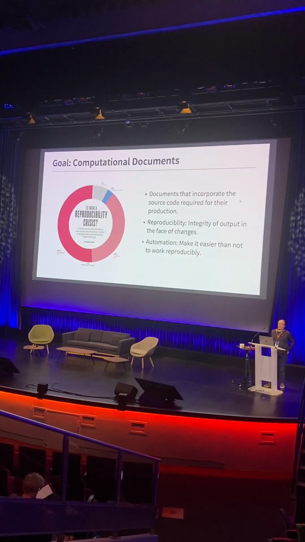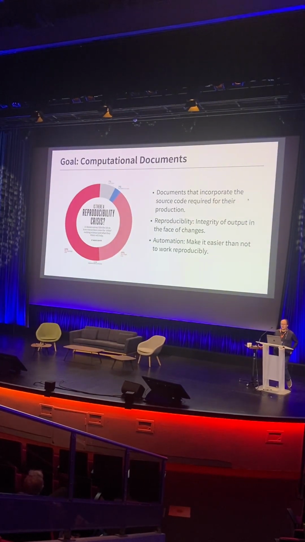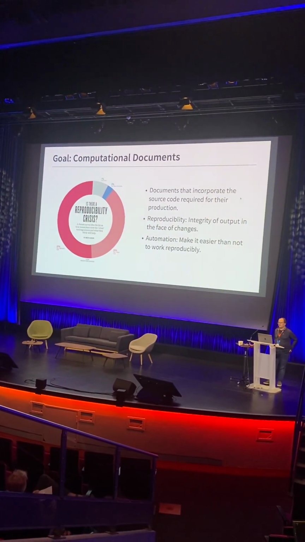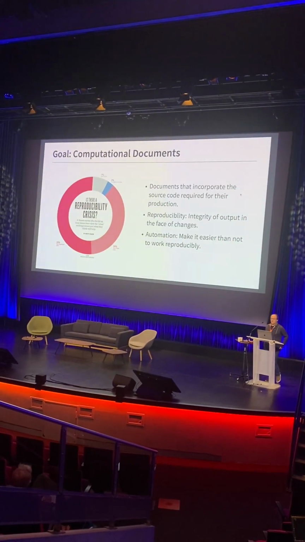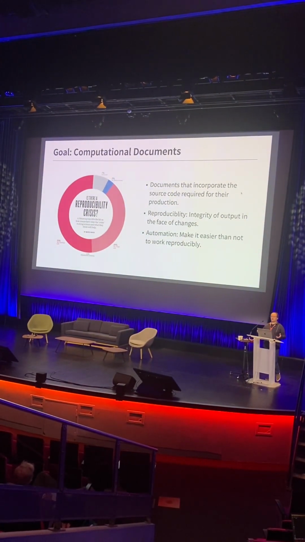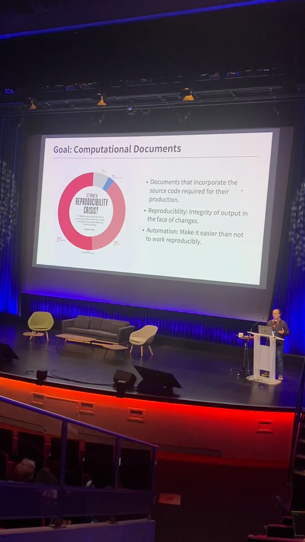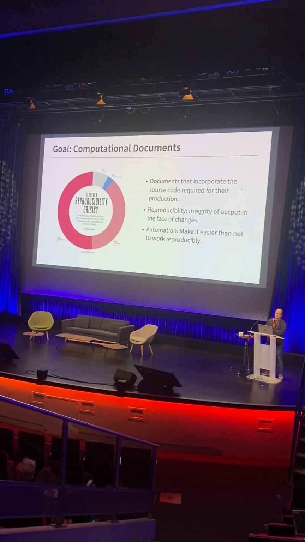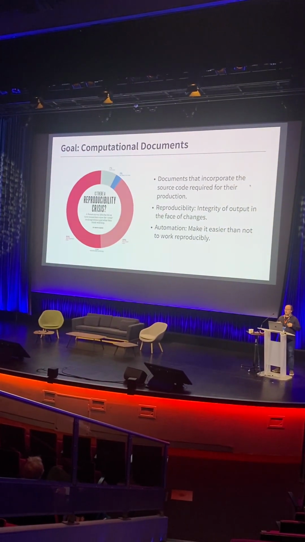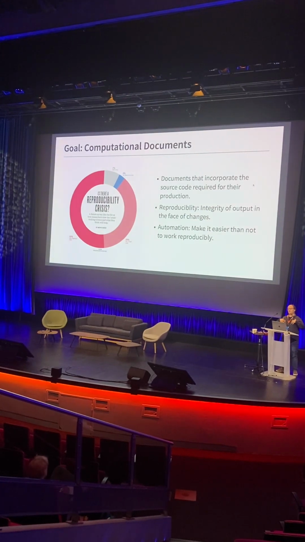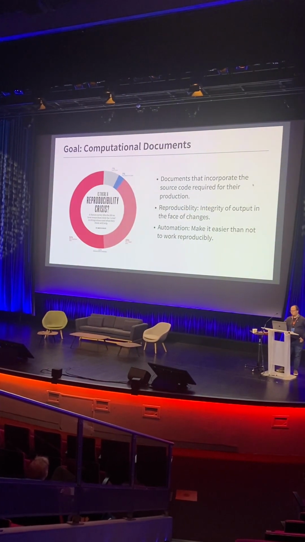This is a goal that I don't think needs a lot of emphasis in this audience. We all want computational documents. The one thing we talk about a lot on the Quarto team is helping users fall into a pit of success. We want to make it easier than not to work reproducibly, so give people lots of benefits in terms of the type of documents they can produce, and have the entire pipeline of producing documents be fundamentally reproducible.